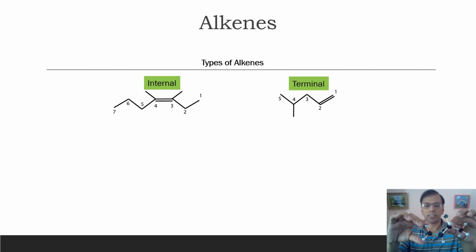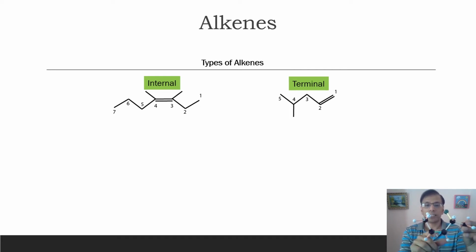In terminal alkenes, one of the carbon atoms that carries the double bond will have two hydrogen atoms attached to it, like this. So this is an example of a terminal alkene. For internal alkenes, an example of an internal alkene would be this.